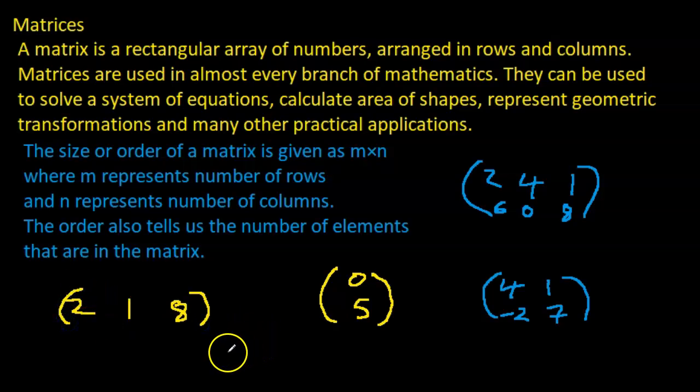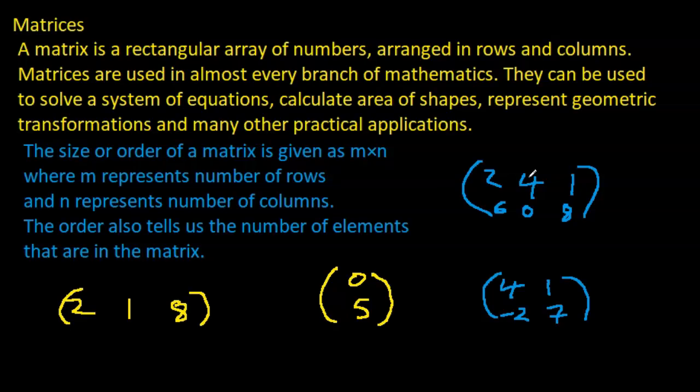Alright. So it's a rectangular array of numbers arranged in what we call rows. So rows go across. Alright, so rows we call goes horizontally, and columns vertically. From top to bottom, columns, and rows side to side.